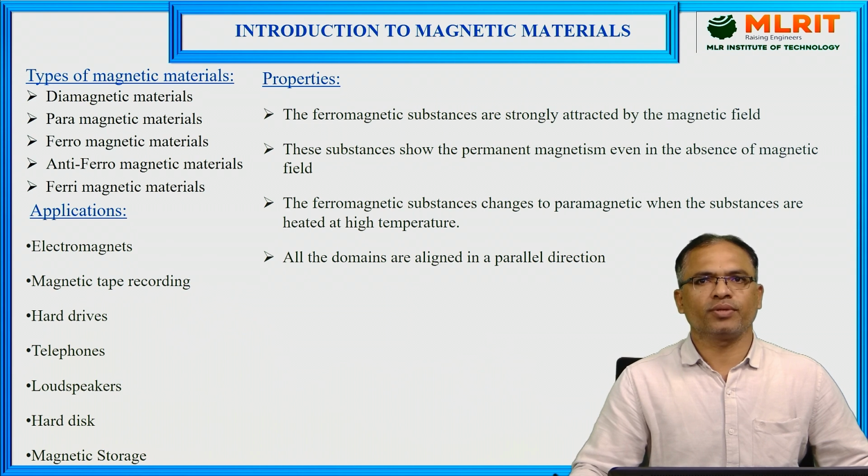Before going to discuss the actual topic, we need to know that all materials are broadly classified into two types based on magnetic property. They are magnetic materials and non-magnetic materials. The materials which respond to the applied magnetic field are called magnetic materials. The materials which do not respond to the applied field are called non-magnetic materials.